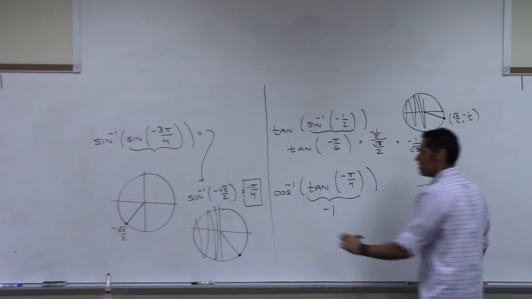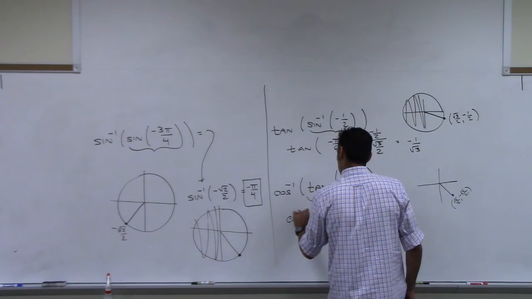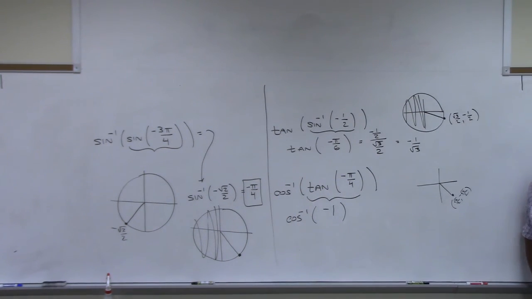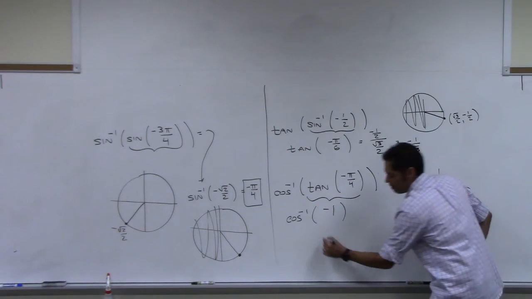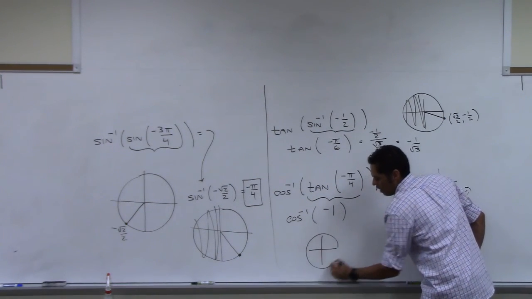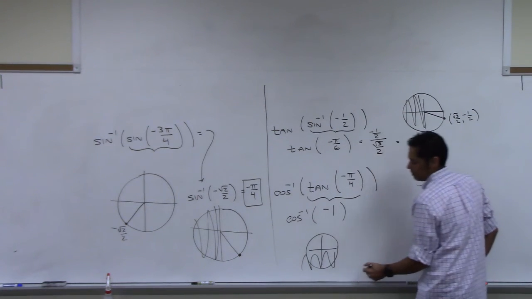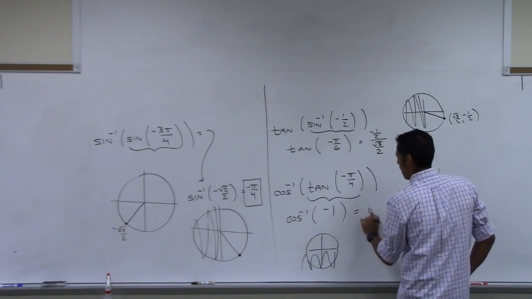And so what we're really asking here is what is cosine inverse of negative 1? So that is saying at what angle is the x-coordinate negative 1 on the unit circle? But you're only allowed to look where? 0 to pi, which is just going to be pi.